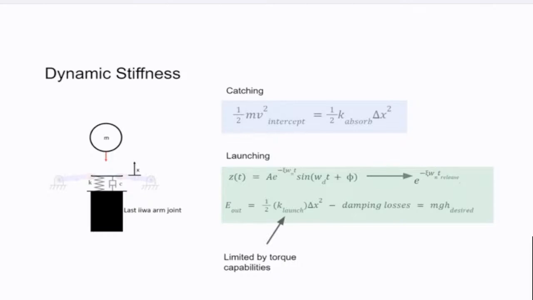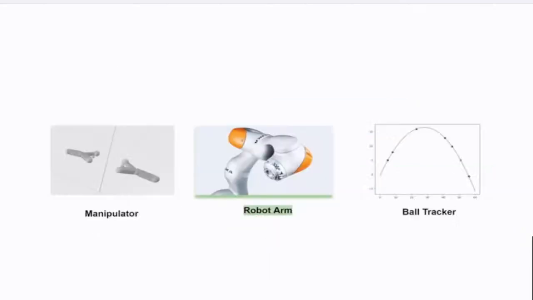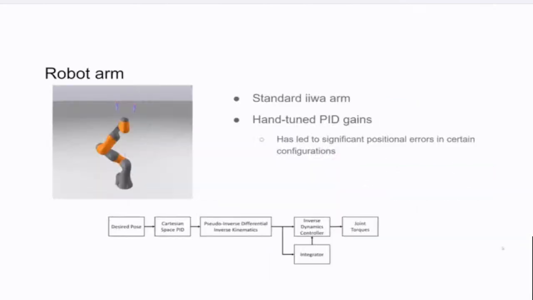Originally, we were hoping to just use the fingers to launch the ball. However, we quickly ran into torque limits, which means that we needed to use the arm itself to also launch the ball. The robot arm is an EO arm, which is capable of reaching a desired pose by using a Cartesian space PID controller.